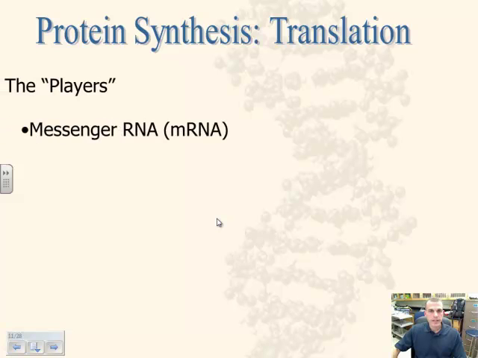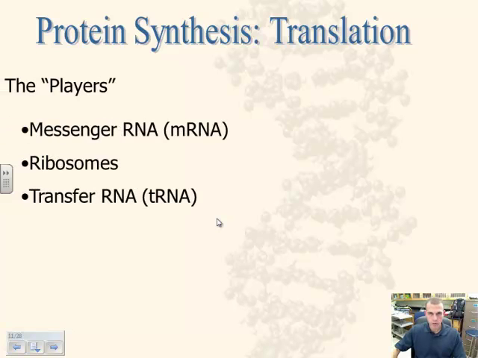Okay, so what are the major players in this process? There are 4 major players in translation: messenger RNA, ribosomes, transfer RNA, and the amino acids. We're going to go through each one of these real quick, give you a little more background on them, what their role is, and their importance in the process.